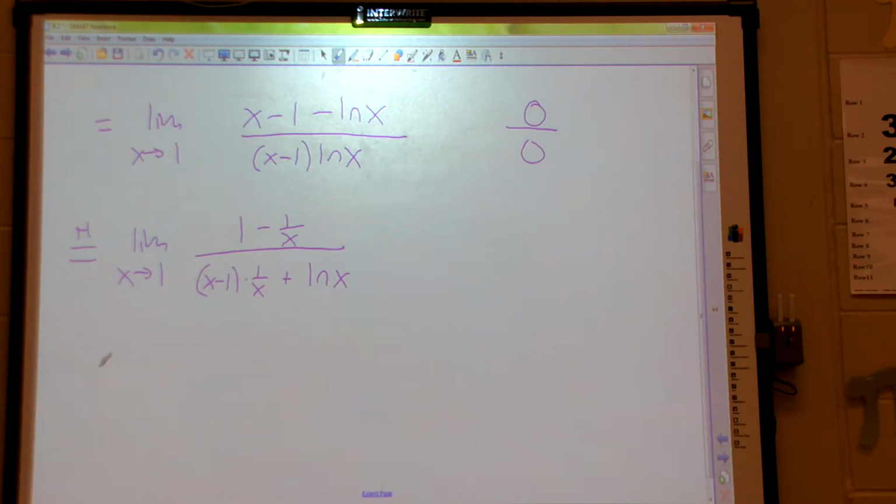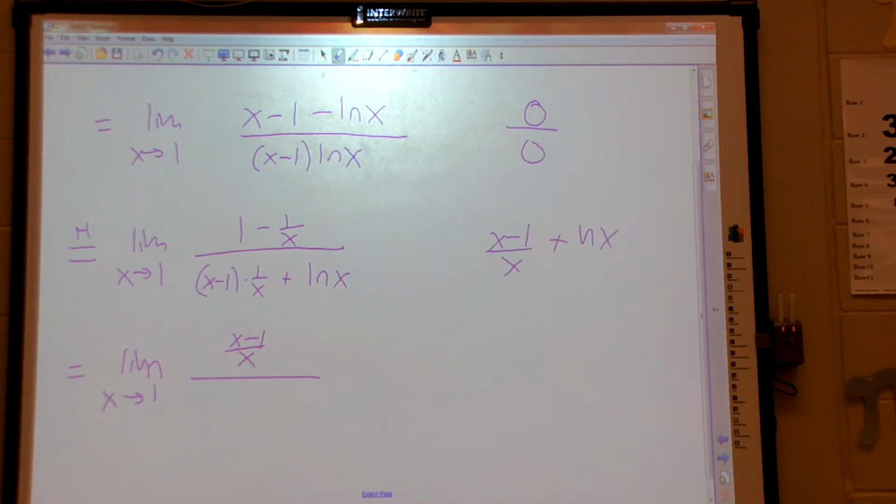Okay. Let's clean it up. Can we plug it in? Because 1, I'll get 0 up top. I'll get 0 plus 0. So let's clean this up then, instead of doing another derivative, and see if cleaning it up will work. So up top I have x minus 1 over x. Common denominator. The bottom, I really have x minus 1 over x plus natural log of x. So when I do a common denominator there, I get x minus 1 minus x natural log of x all over x.